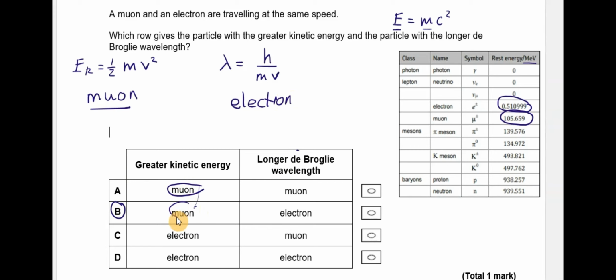So greater kinetic energy is the muon, longer de Broglie wavelength is the electron. So the one line that gives both answers correct: answer B.